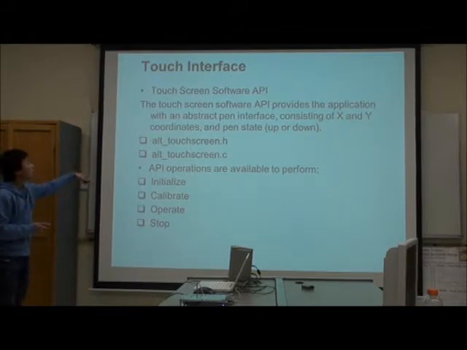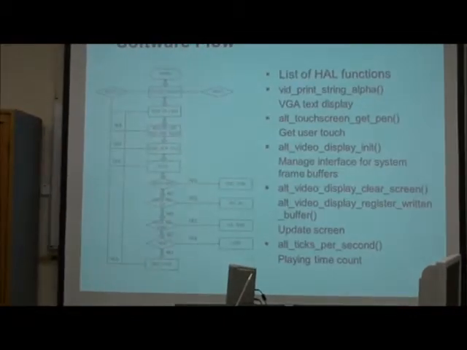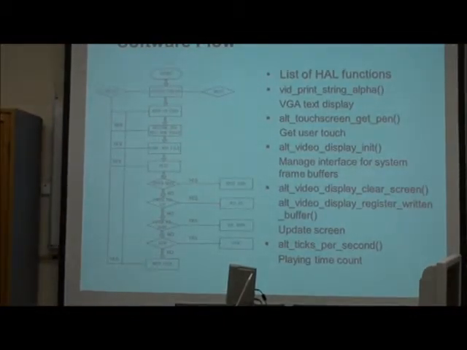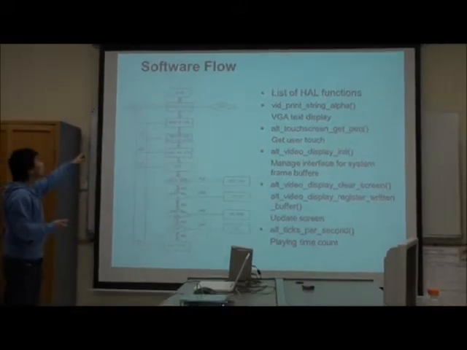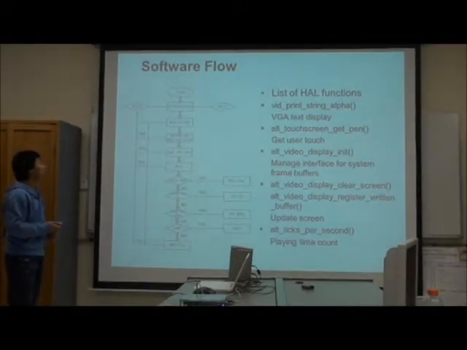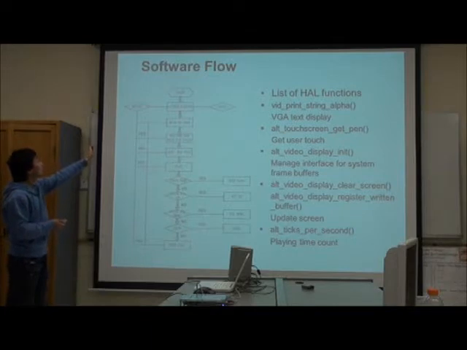And we use some functions from this function. Here is just a list of some API functions we use. And here goes our software design flow. First, we have to initialize the whole system, which is the main loop of our software.